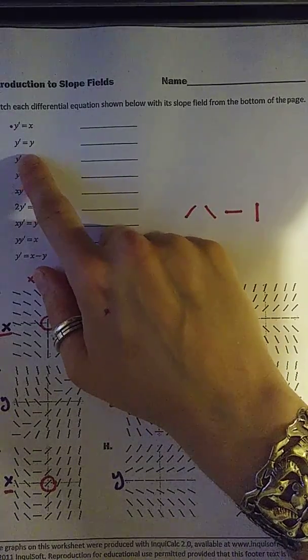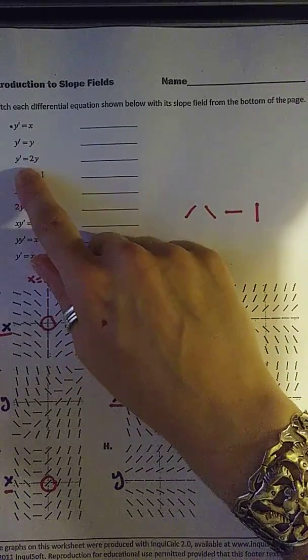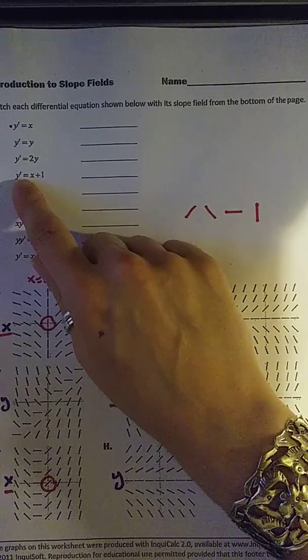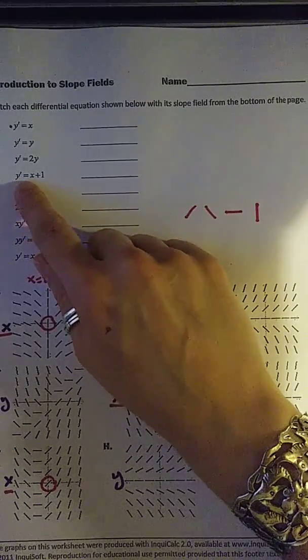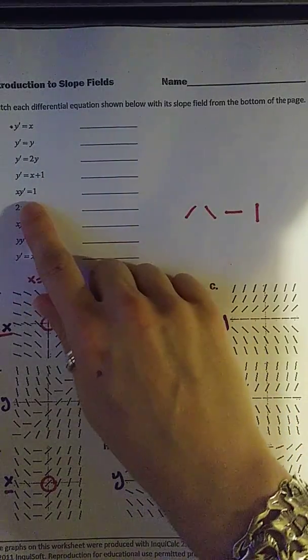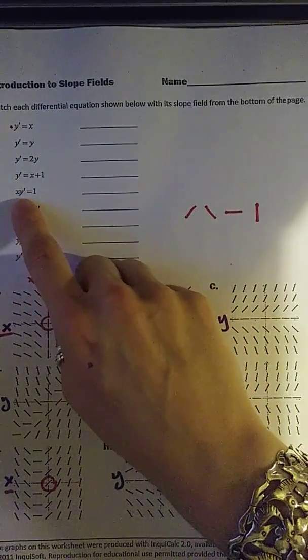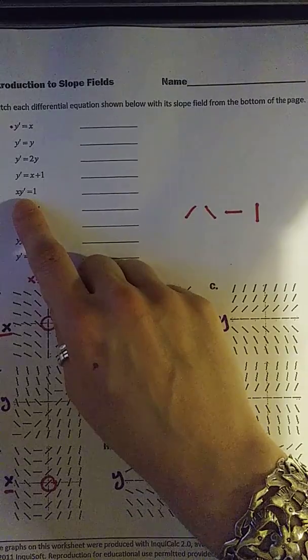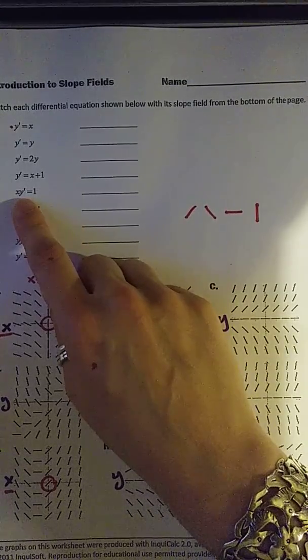The next one down, y prime equals y. That's got a y but no x. This one here also has a y. Here we go, y prime equals x plus 1. So our slope equals x plus 1. That's only got an x. That's another one we're going to consider. And the next one down, this has x times y prime. So I do have to get y prime by itself by dividing both sides by x.